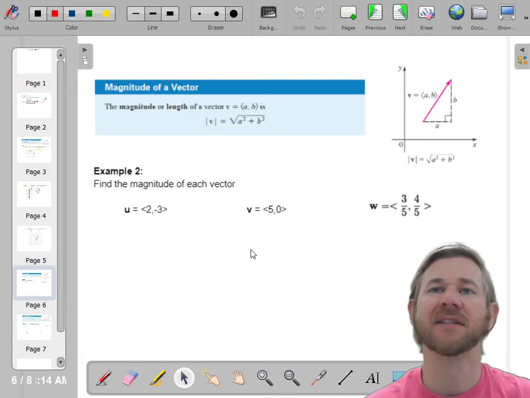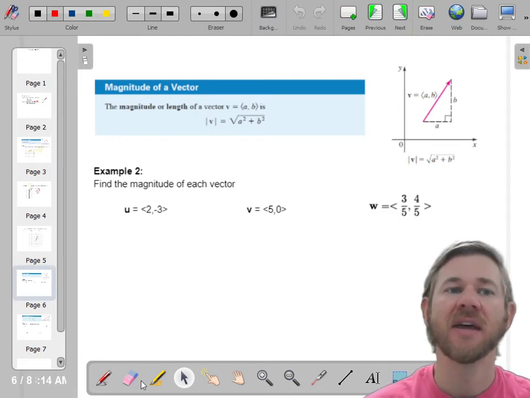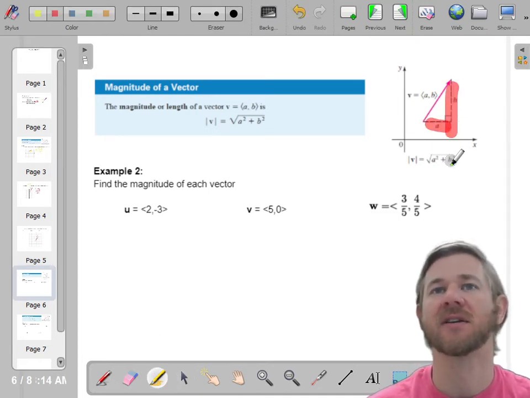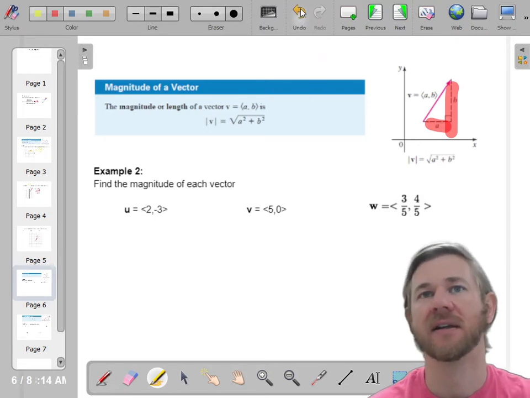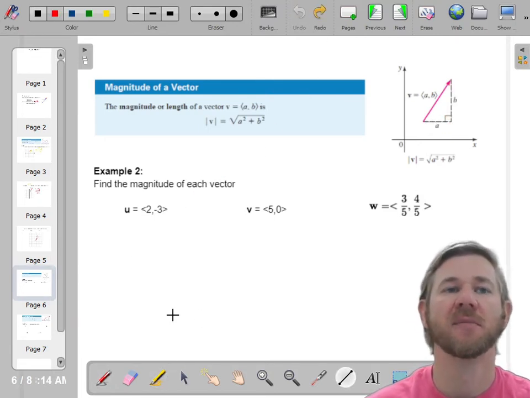Magnitude of a vector. Magnitude, like I said before, is the length. If you're looking at a triangle, you have an x and a y component. Guess what? You're doing the Pythagorean theorem. The magnitude is simply doing the Pythagorean theorem.